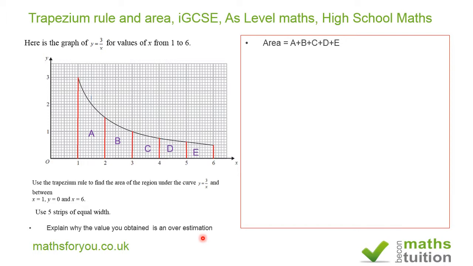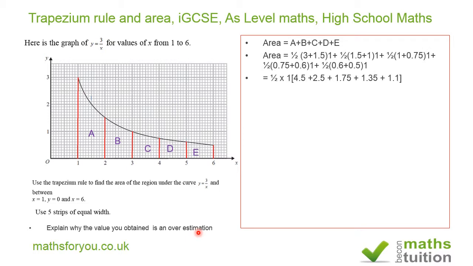So the area we're looking for will be the area of A plus the area of B plus the area of C plus the area of D plus the area of E. And to find the area, instead of using the formula, which you might forget in an exam situation, I'm going to do this from scratch. So the area for A, for instance, is going to be a half multiplied by the sum of the two vertical heights.